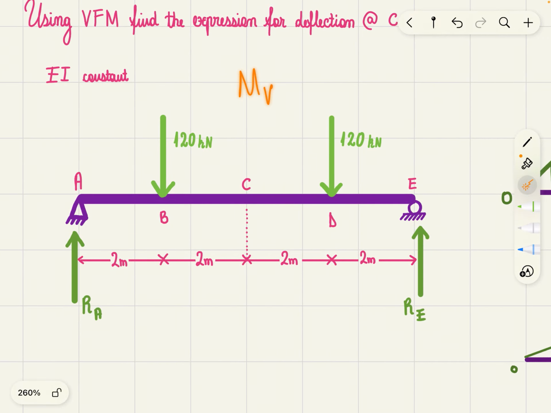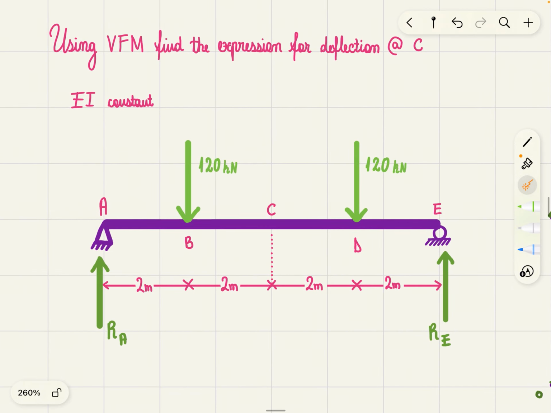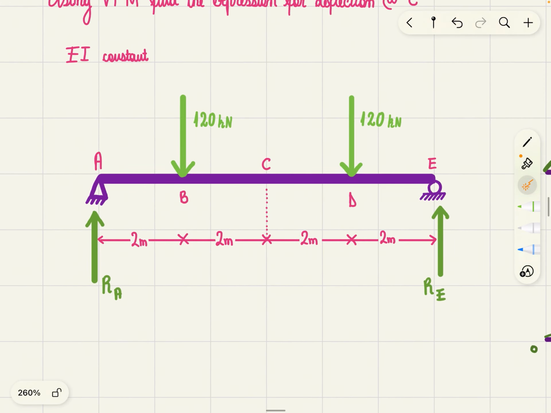Now, for the virtual moment diagram, we're going to apply a unit virtual force at point C, so equal to 1, since point C is where we're trying to find the deflection. So basically, at whichever point it tells you to find the deflection, at that specific point you're going to apply a unit virtual force. And at points E and A, the moment is 0. So that's our virtual moment diagram here.